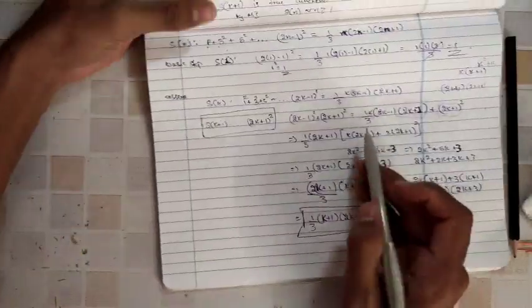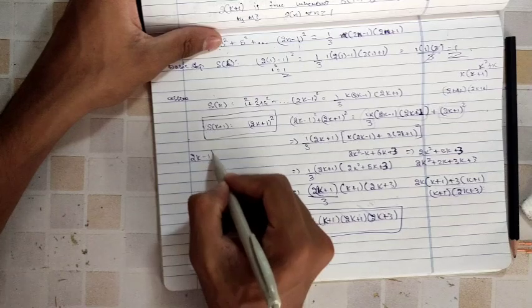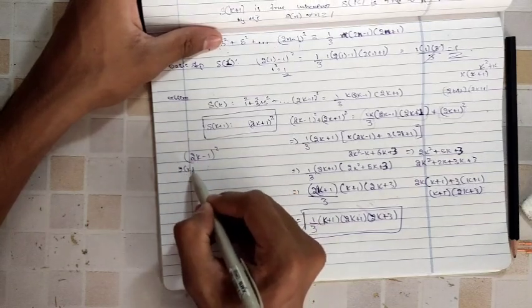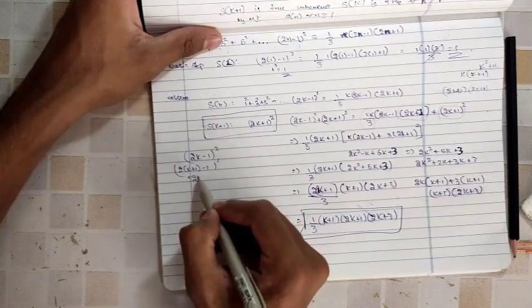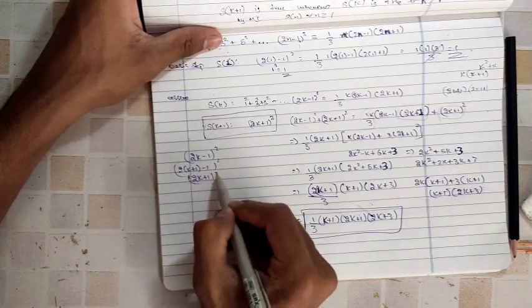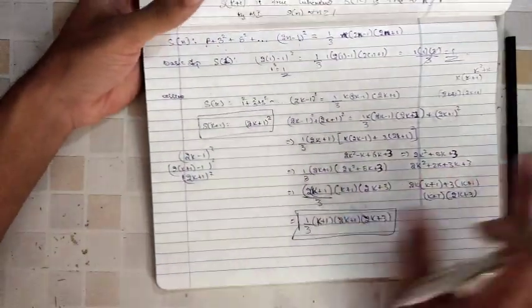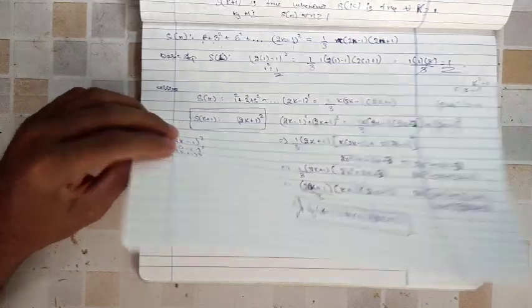Here I have 2k minus 1 the whole square, and if I take it in terms of k plus 1, 2 into k plus 1 minus 1 the whole square will be 2k plus 1 the whole square. That's why I added 2k plus 1 the whole square on both sides. This is one trick to understand while writing in the exam.